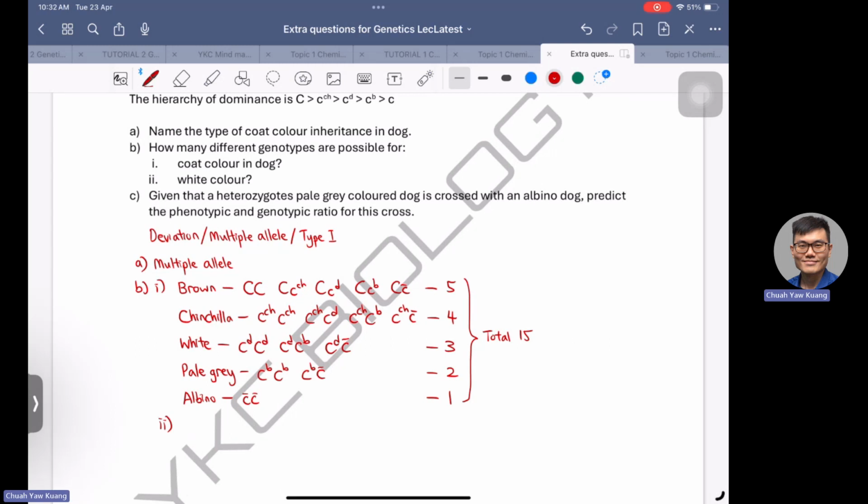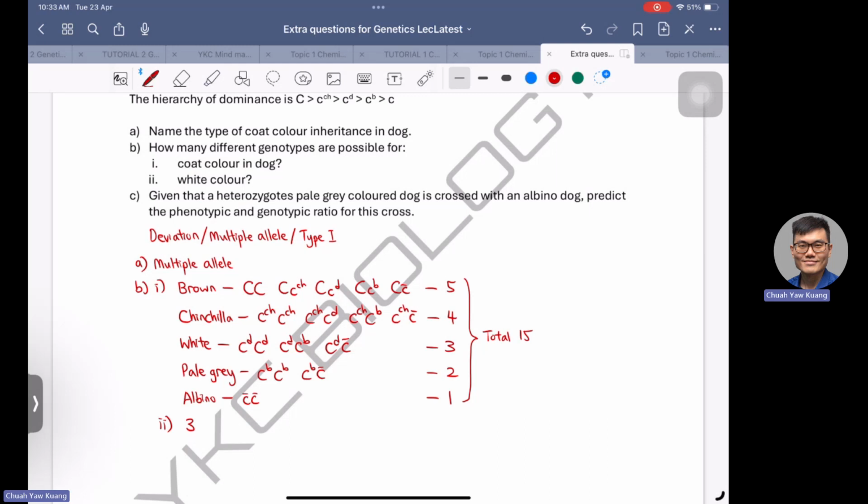Okay, then next we look at B2. B2 is asking how many types of genotype will code for white color. So we have listed down just now the white color is here. So how many types of genotype code for white color? 1, 2, and 3. Okay, so there are 3 genotypes that will code for white color. So that's why we can directly write the answer here, 3. Okay, so done. Yeah, this one is simple.